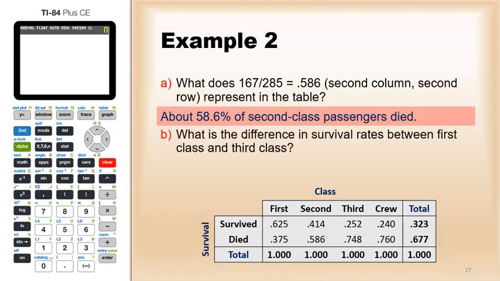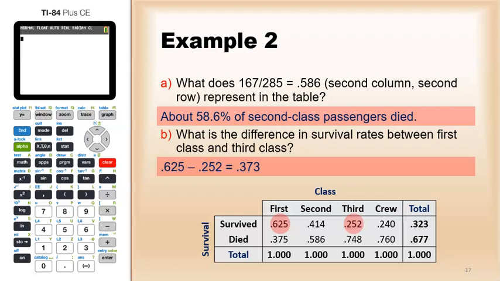Now, what is the difference in survival rates between first and third class? Well, survival rate for first class was 62.5%. Survival rate for third class, 25.2%. So the difference is about 0.373 or 37.3%.